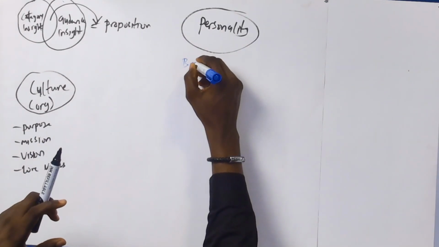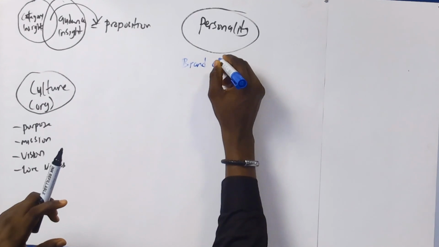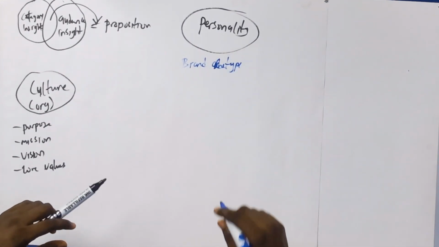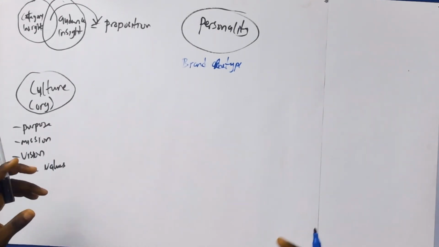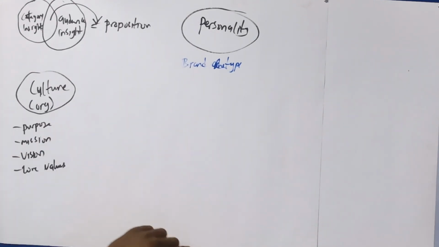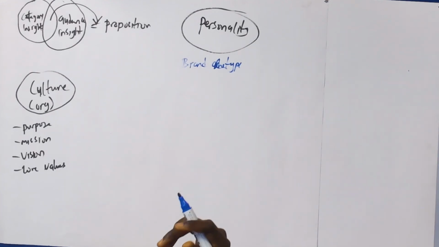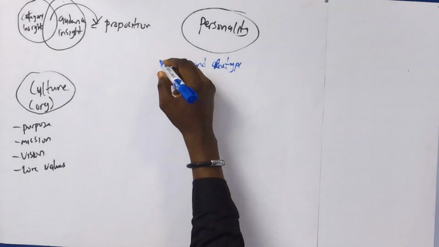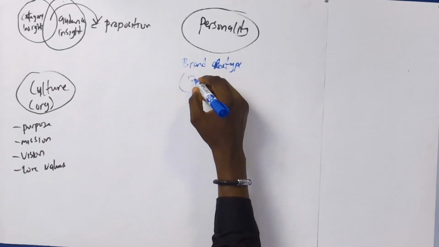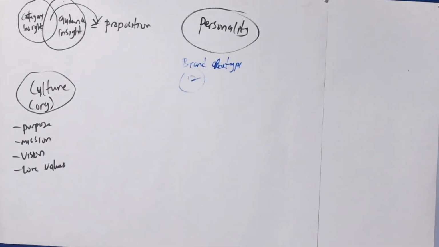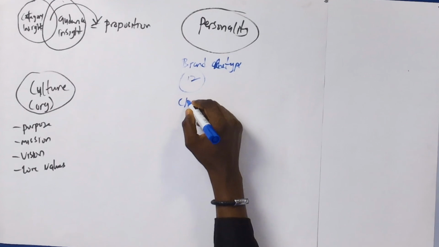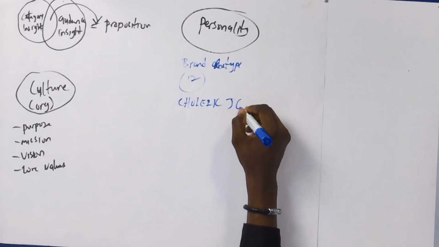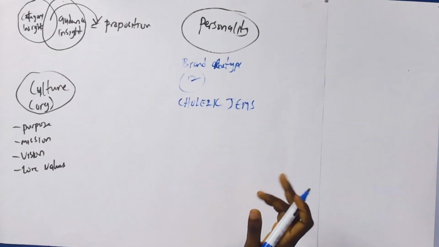But I like to combine it with what I call the brand archetype. Brand archetypes are one of the popular frameworks for determining a brand personality. We have 12, and there is a mnemonic that I have for it: Choleric gems. That's kind of my mnemonic for it.